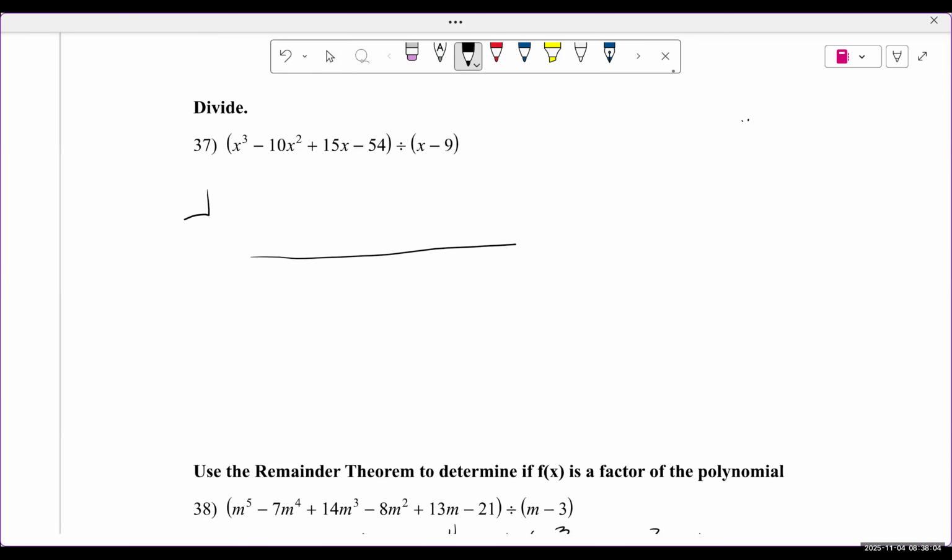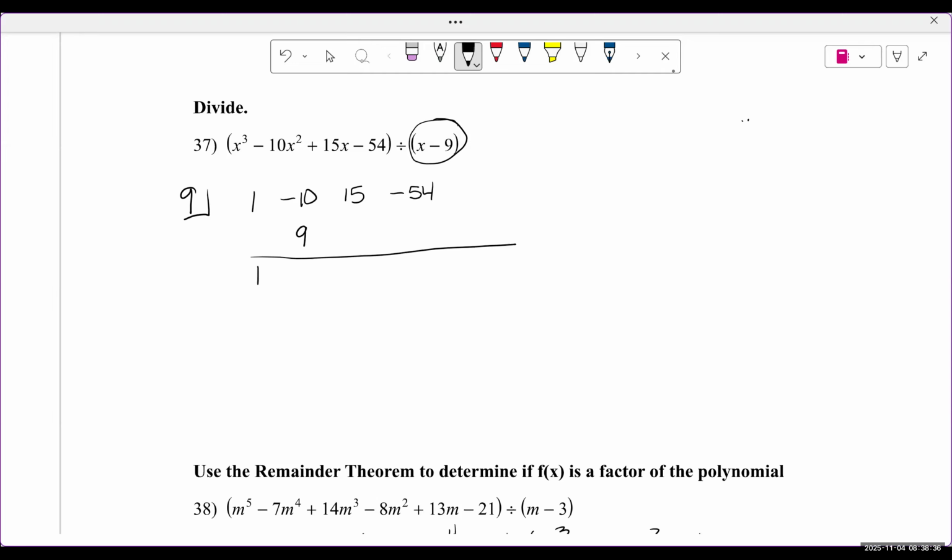Number 37, it just says divide. We can choose whatever method we want. So we are going to use synthetic division. The trickiest part is to make sure to change the sign and then write all the coefficients of our terms. Step 1, bring the 1 down below the line. The things below the line are getting multiplied.